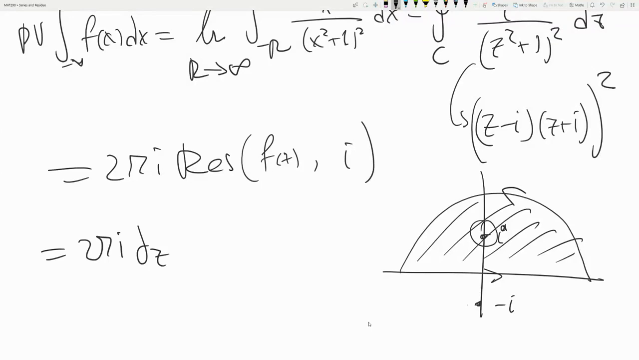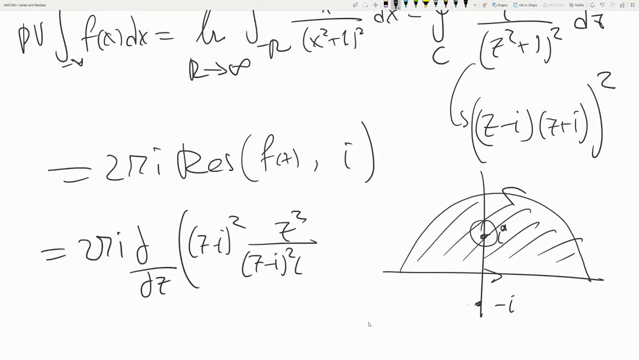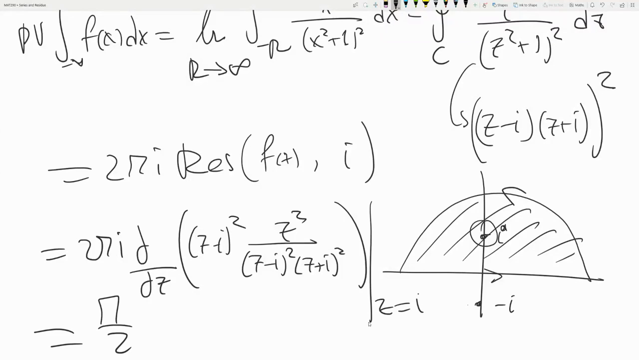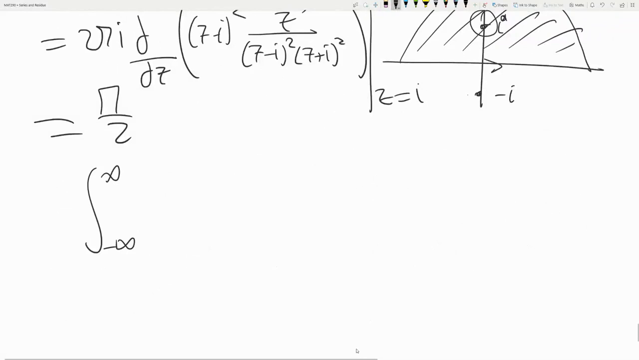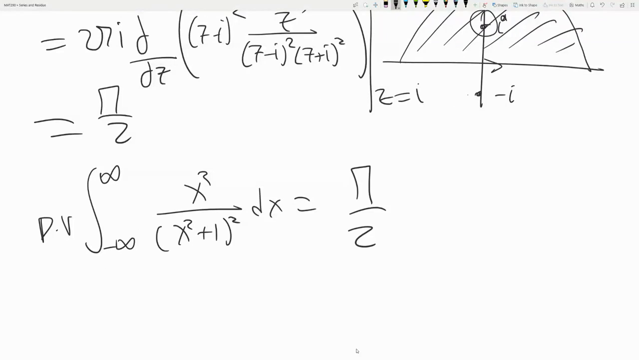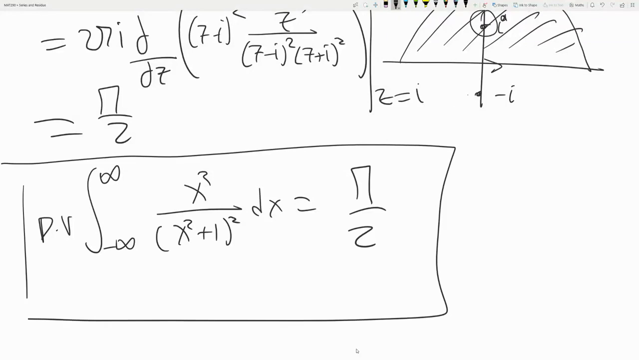and I will evaluate for you. So z squared over (z minus i) squared, z squared. So you take one derivative because it's order 2, and you evaluate at i, and long story short, you get pi over 2. Okay? So the principal value of our integral, so the limit of this is pi over 2. Okay, thank you. Actually, let me write it here. So the integral from minus infinity to infinity is equal to pi over 2, which is incredible. Okay, thank you.